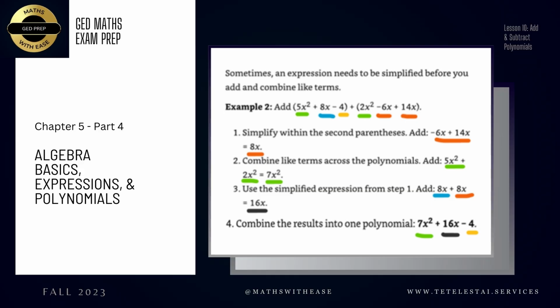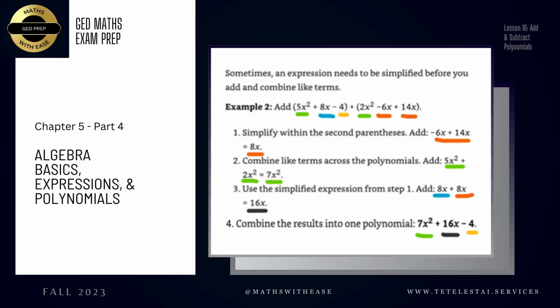So what we're going to do to simplify this particular expression is start with the second parentheses, and simplify everything in the second parentheses. We have negative 6x plus 14x. That gives us 8x, right? Then we're going to combine like terms across the entire polynomial.